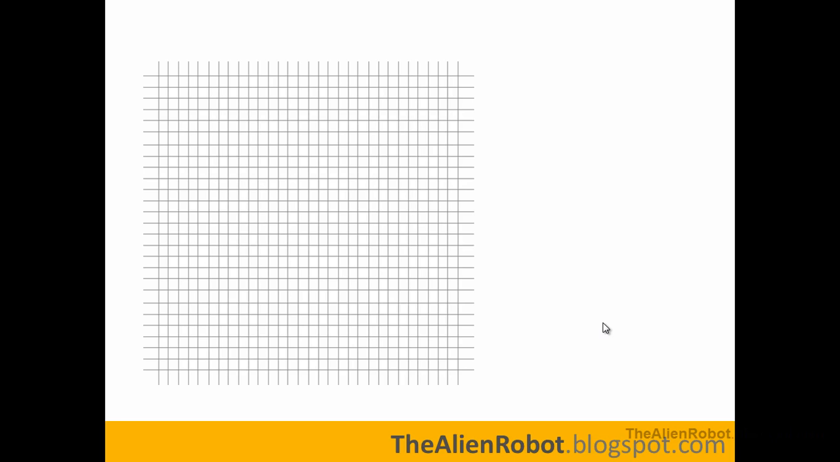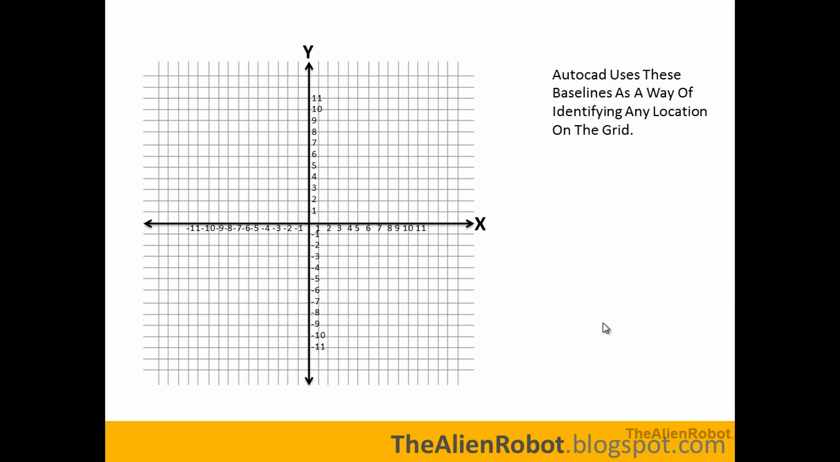Now, to do all that tracking, AutoCAD uses some baselines. One of those baselines is the x-axis, which runs east and west, and another one is the y-axis, which runs south and north. All of these baselines have some numbers on them, which are used to represent coordinates on this virtual grid. AutoCAD uses these baselines as a way of identifying any location on the grid.